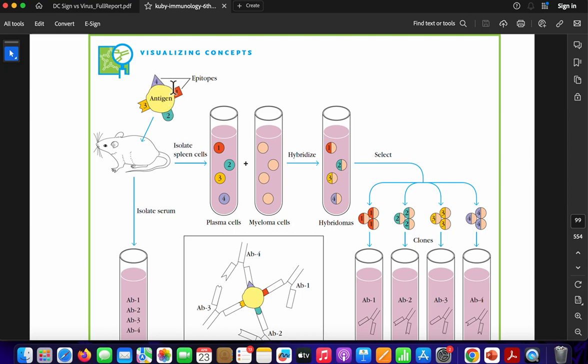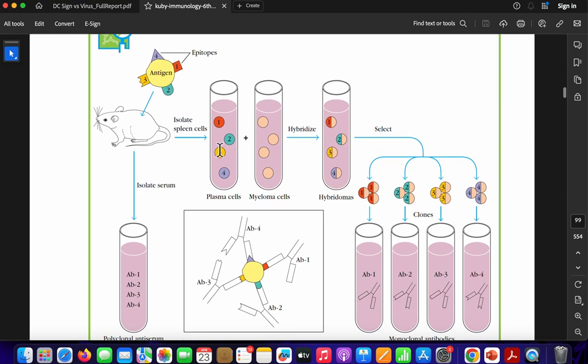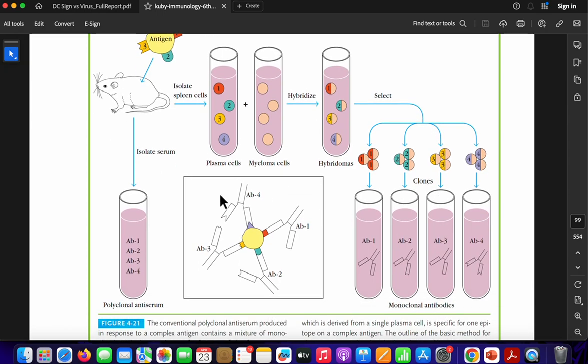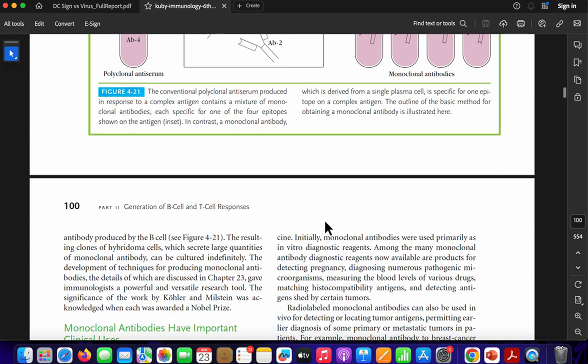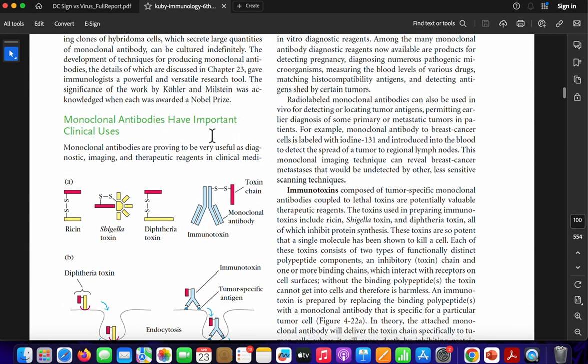These are antigens with different epitopes; isolated spleen cells, plasma cells, myeloma cells, hybridomas, select. Isolate serum, antibody 1, 2, 3, 4. Monoclonal antibodies have important clinical uses.